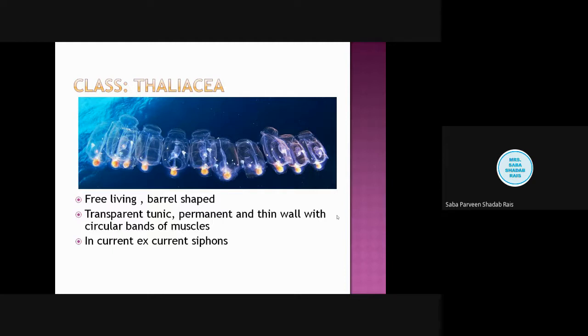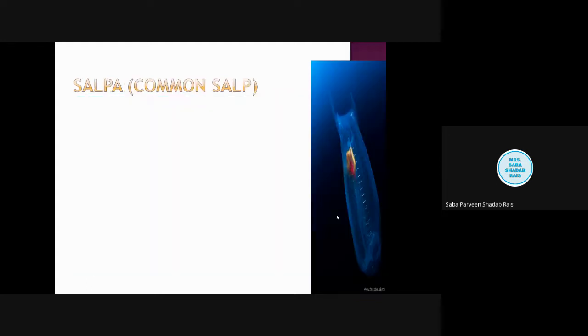Now, when we talk about their forms, polymorphism is there. Polymorphism means they have various forms, because many species are present in this class. They show alternation of generation. Alternation of generation means the first generation reproduces asexually, the second generation reproduces sexually. What do they feed on? They feed on planktonic forms. Next, when we talk about an example, the genus Salpa is the best example, also called the common salp.